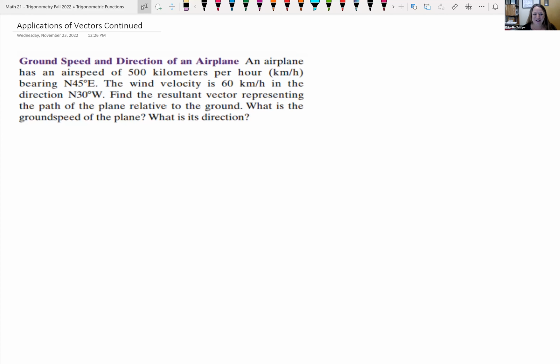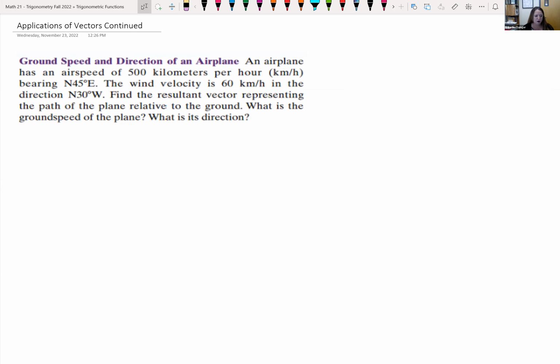So we've been looking at vectors, and I wanted to make another video on doing a couple more application problems involving vectors. And so in front of us is our first problem, and it deals with ground speed and the direction of an airplane.